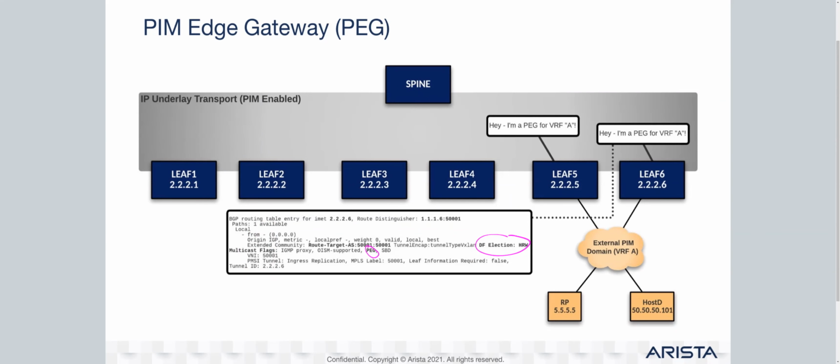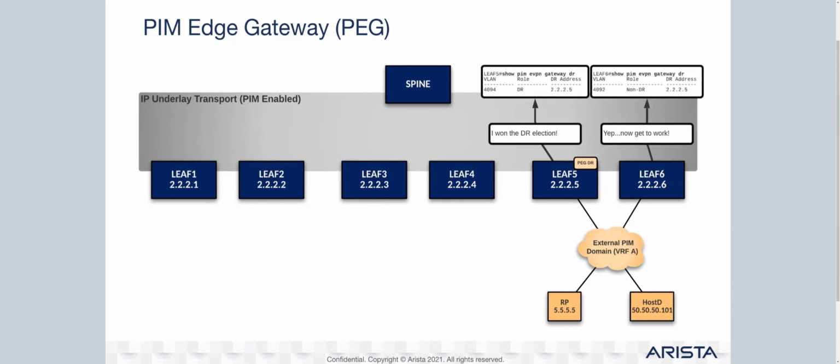All right. Well, one of them has to be elected. So the highest random weight algorithm runs, and Leaf 5 wins. So I won the election. Leaf 6 begrudgingly says congratulations, and I'll go do DR stuff. So get to work. If we want to validate this, we can say show PIM EVPN gateway DR. Leaf 5 sees that he is the DR for VRFA. Again, there's that SBD popping back up. And over here, Leaf 6 is the non-DR, and he sees the DR is actually Leaf 5. All right, so we put the little PEG DR badge on the switch.